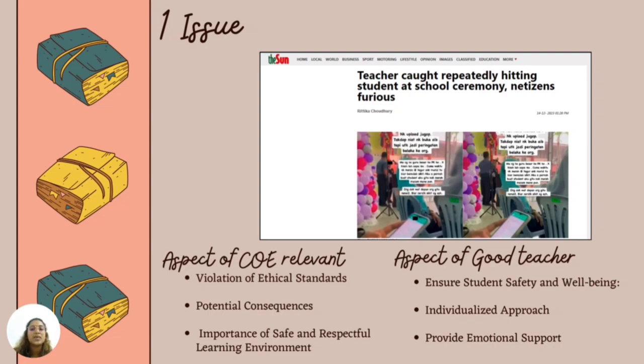The last point is providing emotional support. The teacher will recognize whether the students really need emotional support, so they do not take any bad decisions. It also means recognizing the emotional impact of the incident. The teacher will offer emotional support to the students. They will be empathetic, understanding, and provide a safe space for the student to express their feelings. The teacher may also involve a school counselor or appropriate professionals to provide additional support if needed.